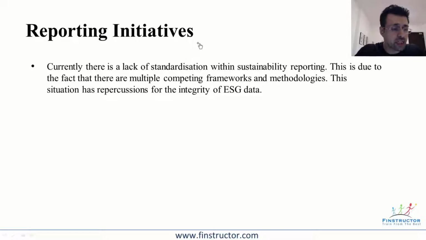Now, on the reporting initiatives, currently there is a lack of standardization, so there are many competing frameworks and methodologies, and they're mentioned in the curriculum, but we won't go through each of them in a lot of detail. There are some issues about the integrity of ESG data because there is no standard reporting like we have in accounts or general finance, where we have the accounting standards through which companies report their financial performance.